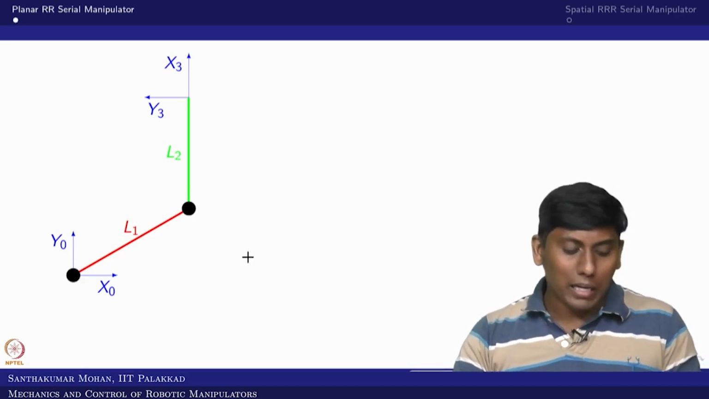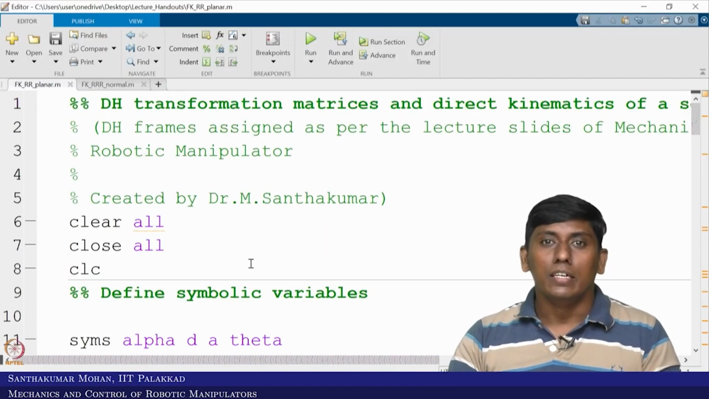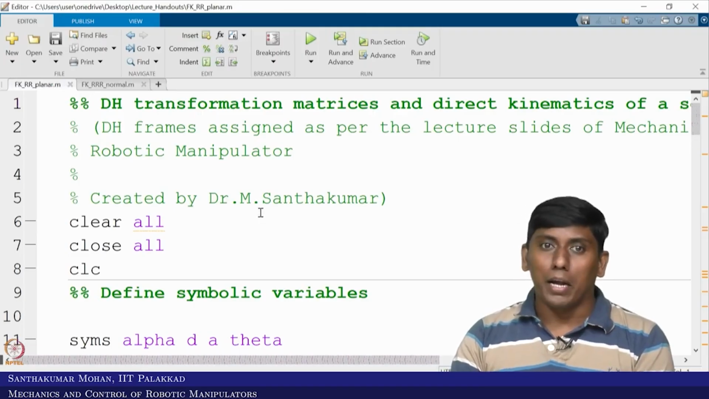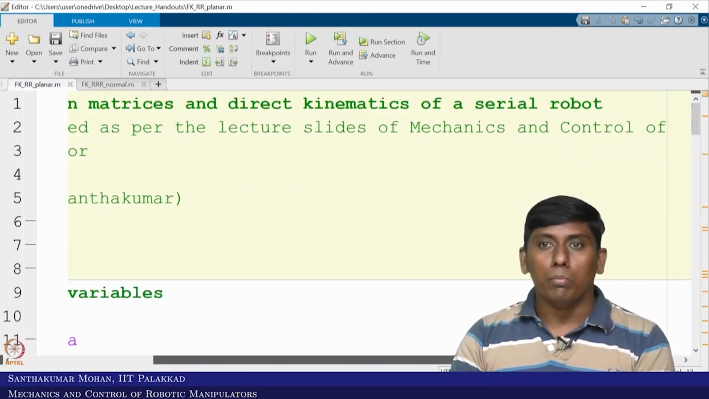We will go to the Matlab window and then we will see. I have already created a file for you, and I will explain how I generated it. This is a DH transformation matrix and direct kinematics of a serial robot. This is the general code. The same code can be used for any serial robotic manipulator. That is the whole idea.